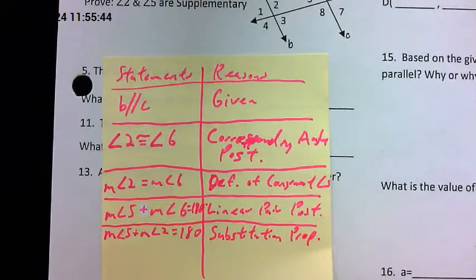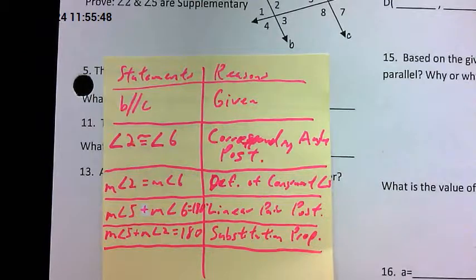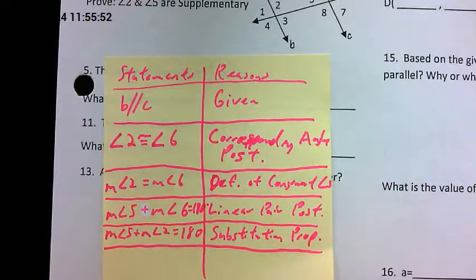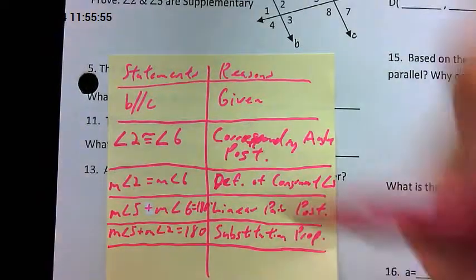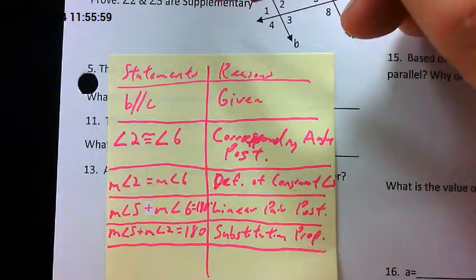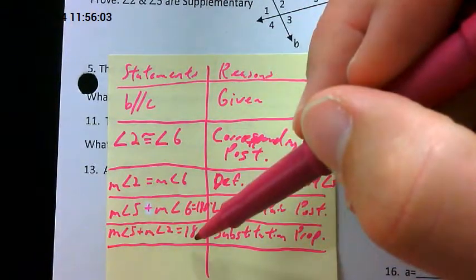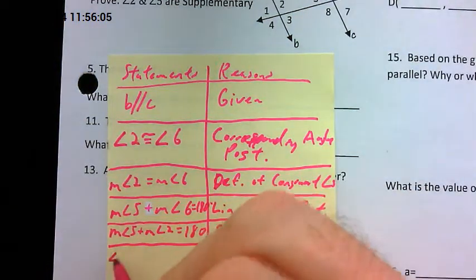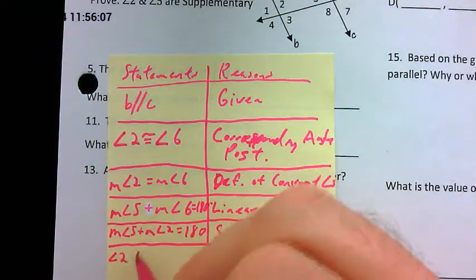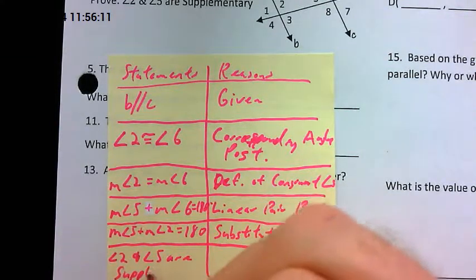All right. Now, what were we trying to get to say again? Angle 2 and angle 5 are supplementary. Can we say that at this point now? Yeah, because what supplementary means is that two angles must add up to 180. And that's what we just had in this last statement, that 2 and 5 are adding up to 180. So we can now say angle 2 and angle 5 are supplementary.